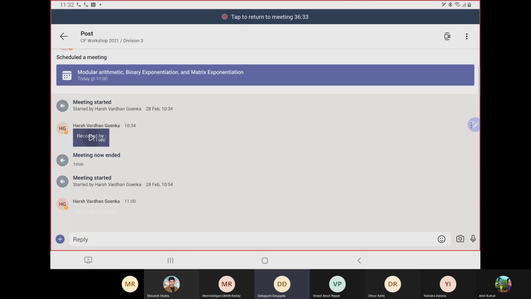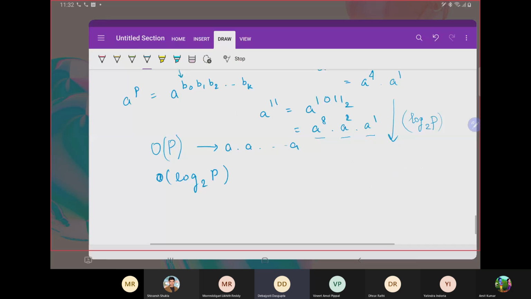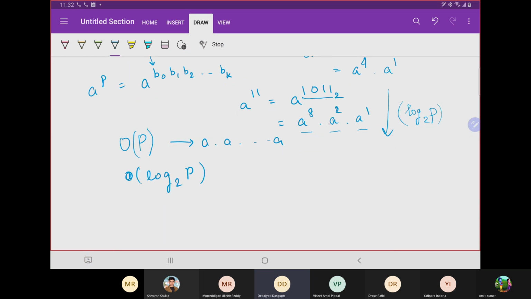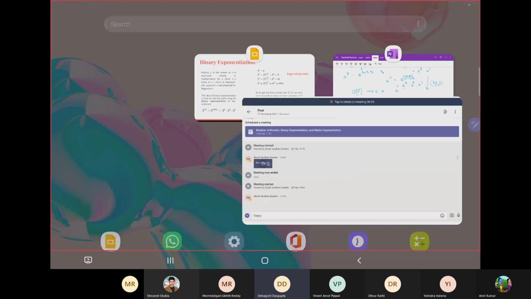Any doubt here? This is basically because we will be breaking down the power into its binary and taking those terms which are set to the bit 1 and just taking their products. So hence we will take log 2 steps.